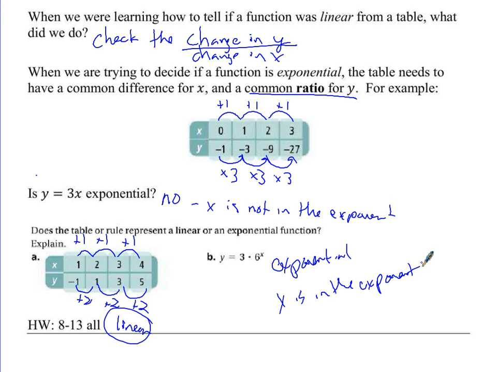So on problems like this, and there are problems like this in the homework, 8 through 13, which you can now do, they ask you, is it linear or exponential, and then tell me why. So because I know the exponent is here, I know that it's exponential. Over here, because I'm adding by 2 each time here, I know it's linear. Up here, I know this is linear because it has the equation y equals mx plus b. It's in slope-intercept form. The x is not in the exponent. So watch out for that explanation when it says explain.